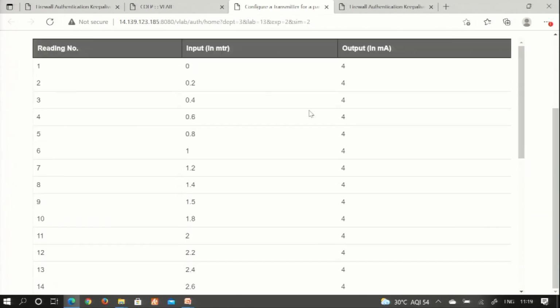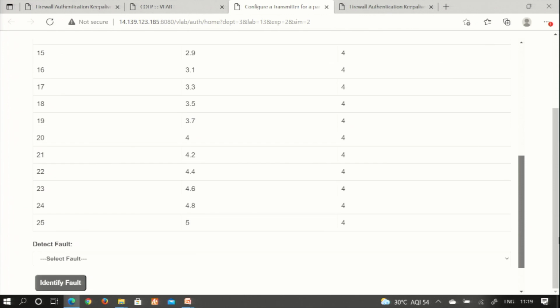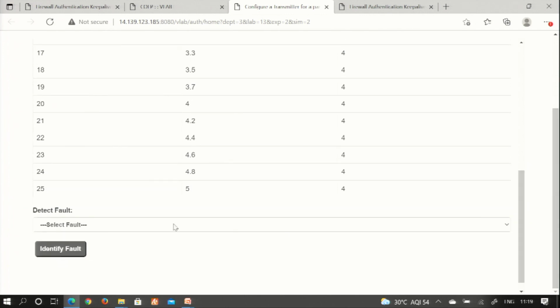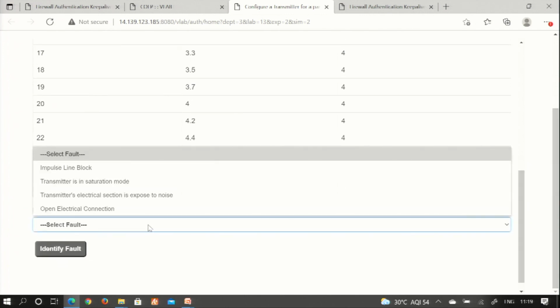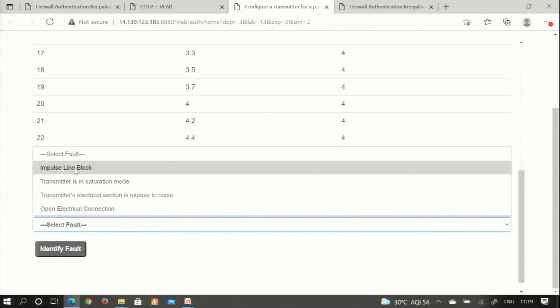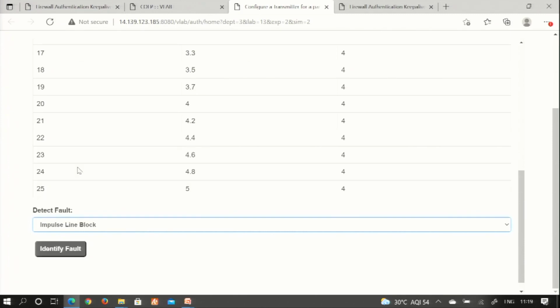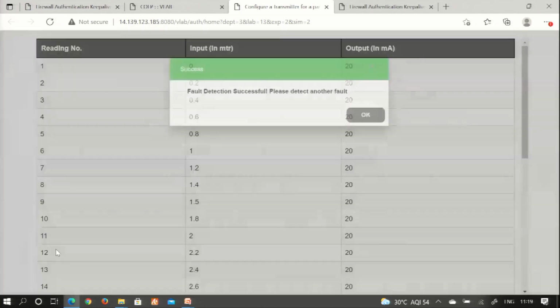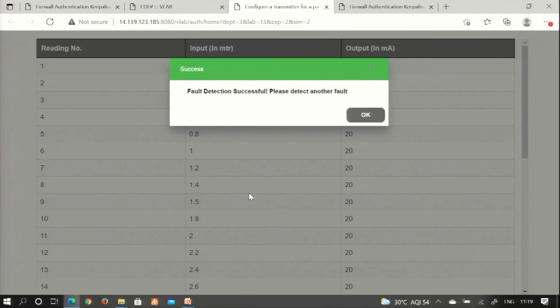Here you will find that some observations are being shown to the students, saying that input is changing, but output is fixed. Can you tell me what must have happened? There are some reasons, faults. Out of that, a student must select the correct fault. Now, he will check, and if he has understood properly, he will select the fault and say, yes, I understood, and then put it.